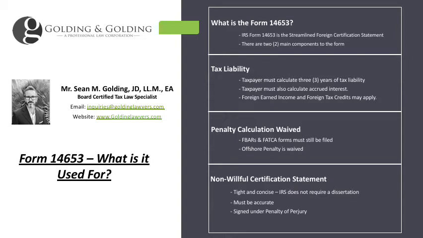Now, unlike the Streamlined Domestic, there's no penalty. So all those horrible penalties you read about online, people trying to scare you, 50% willful penalty, $10,000 per account per year. Those aren't typically common anyway, but even the 5% penalty under the Streamlined Foreign is waived. So you don't have to do the penalty calculation that you would otherwise do under Streamlined Domestic.